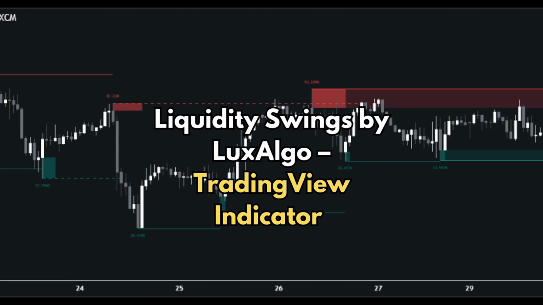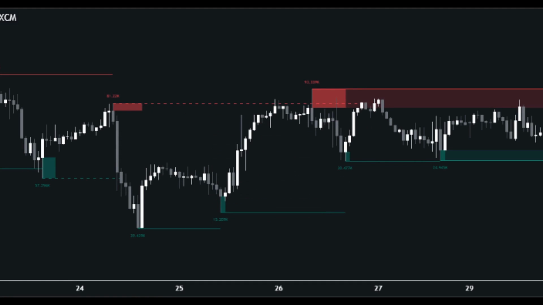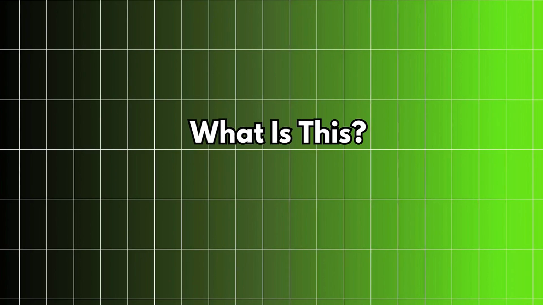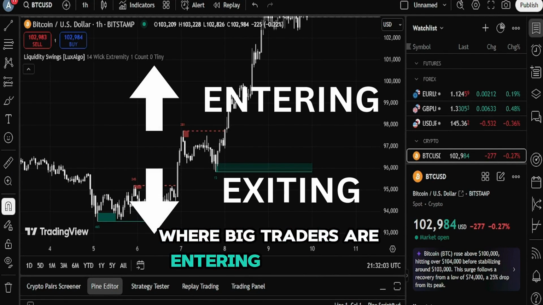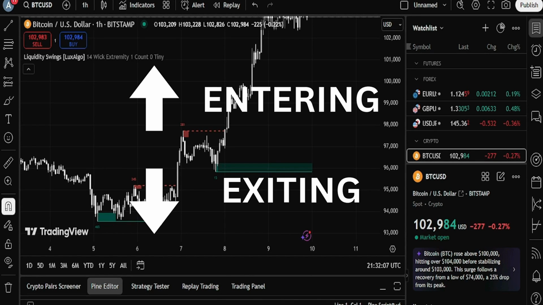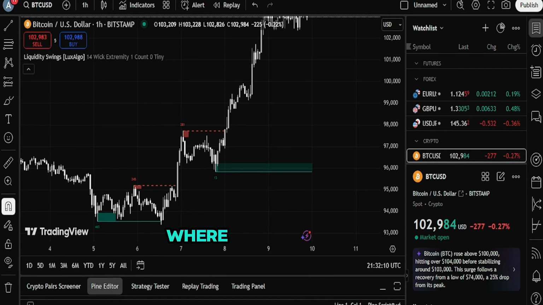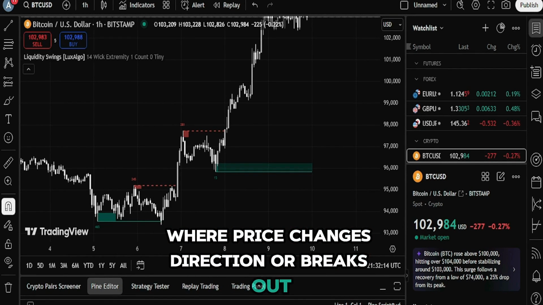Liquidity Swings by LuxAlgo TradingView Indicator. What is this? Liquidity Swings by LuxAlgo shows where big traders are entering or exiting the market. These zones are like hotspots where price changes direction or breaks out.